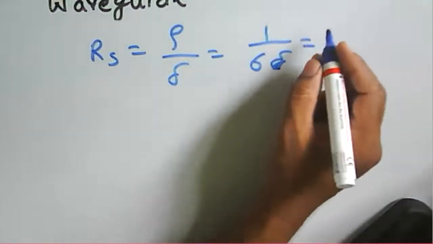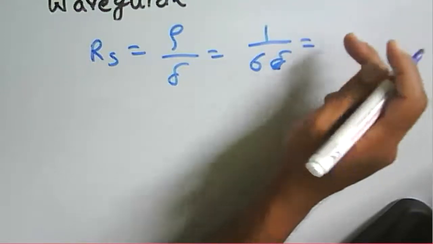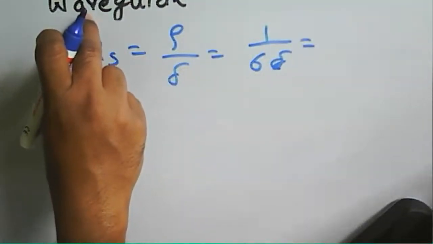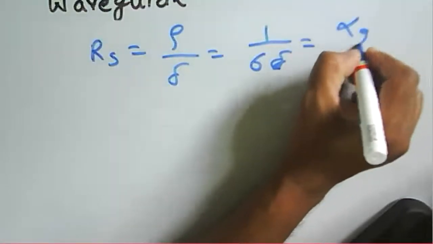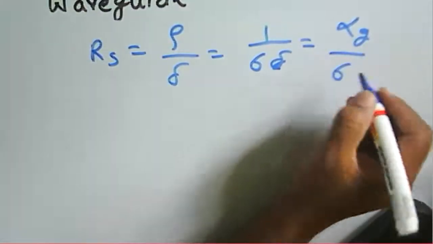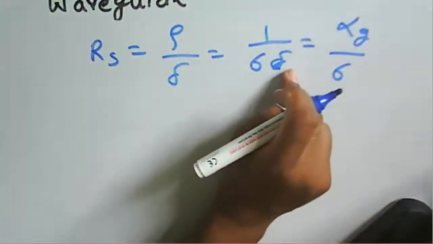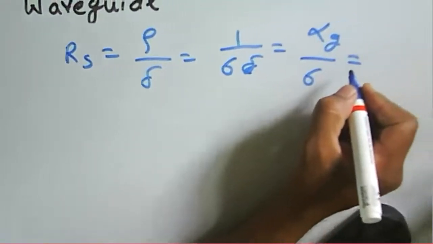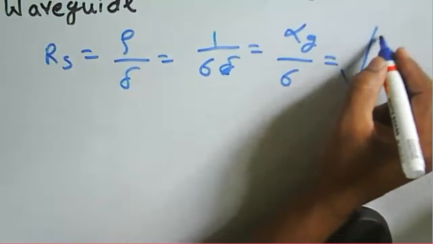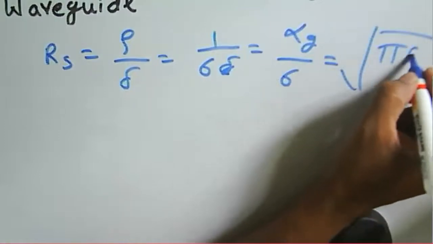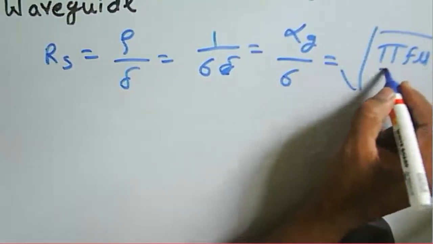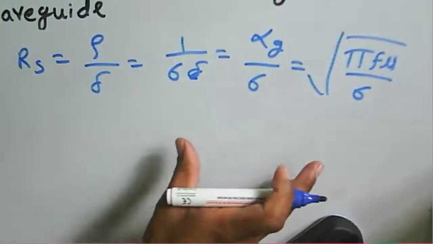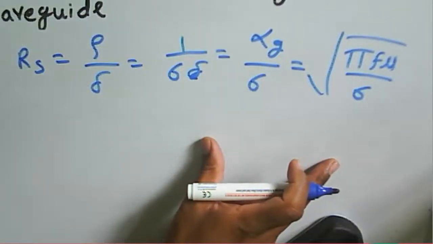And when we write the surface resistance in terms of attenuation, because of the skin depth, that is alpha g by sigma. So that is equal to under root of pi f mu by sigma. Okay, that is about it, pi f mu by sigma.